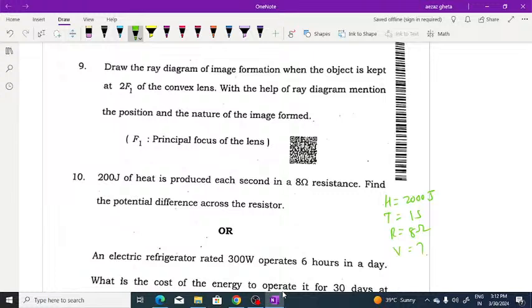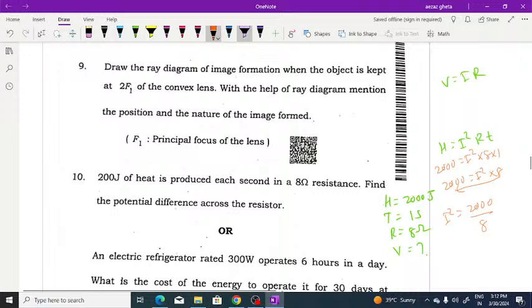So what is the formula? H is equal to I squared R T. But we want V is equal to I R, and I is not given, so we will find I. 2000 is equal to I squared into 8. 8 will go across, so I squared is equal to 2000 divided by 8.